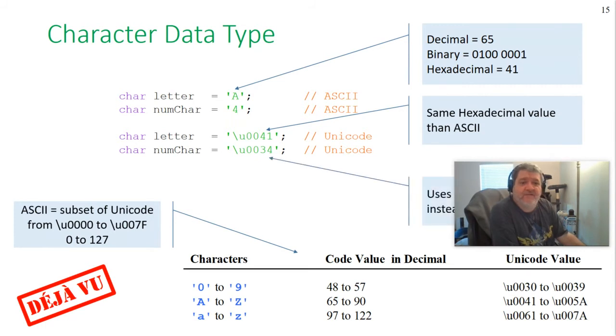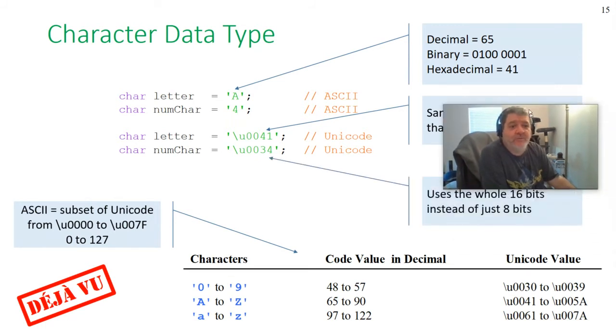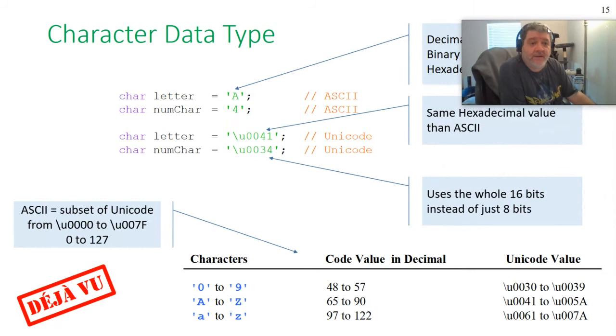So we have this alternative code, Unicode, and to be honest, everybody uses Unicode right now. This alternative code actually uses 16 bits. Okay, so 4 bits per hexadecimal digit, right? So 4, 4, 4, 4, that's 16. The ASCII scheme, the ASCII table, used only 8 bits.